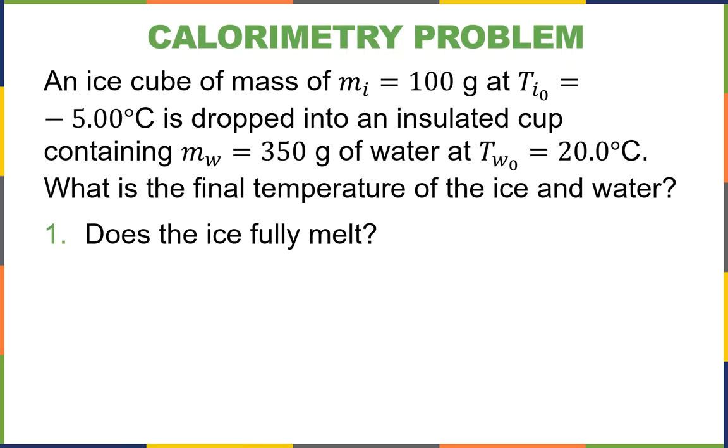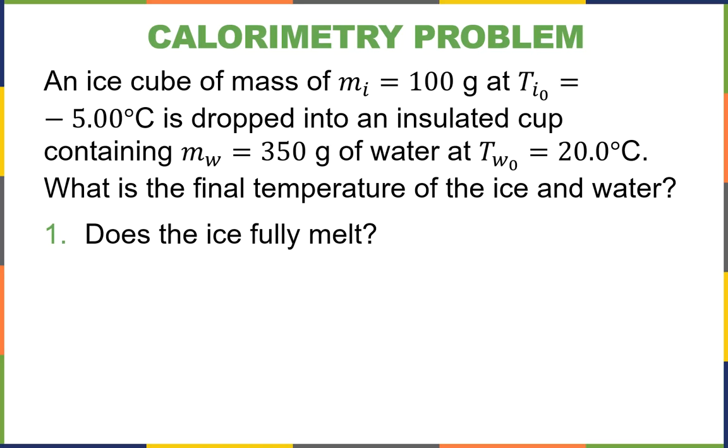So here's the problem we were going to do. An ice cube of mass of ice is 100 grams, at temperature of ice is minus 5 degrees Celsius, is dropped into an insulated cup. Insulated, so we're going to have the sum of Q equals 0. That is containing 350 grams of water at 20 degrees Celsius. What's the final temperature of the ice and water is the question.